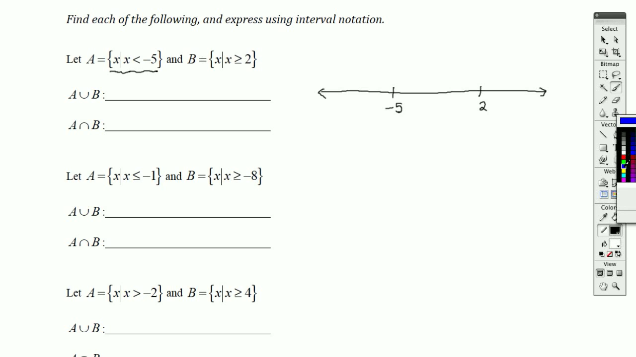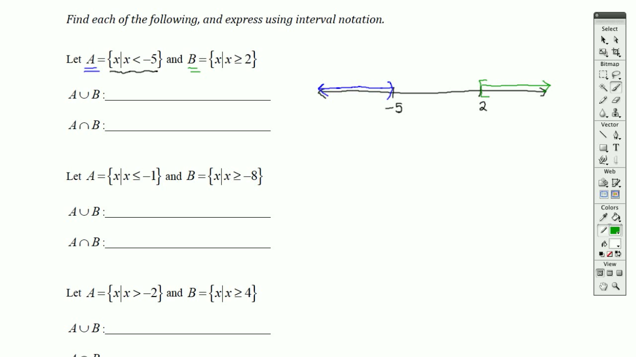Let's graph the set A using blue. So less than -5, that means from -5 to the left. And then we'll graph the set B using green. Greater than or equal to 2 means from 2 to the right. And I used a square bracket for B because of the greater than or equal to. I used a round parenthesis for A because of the strict inequality.